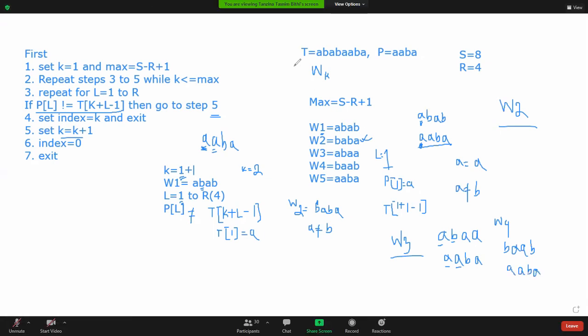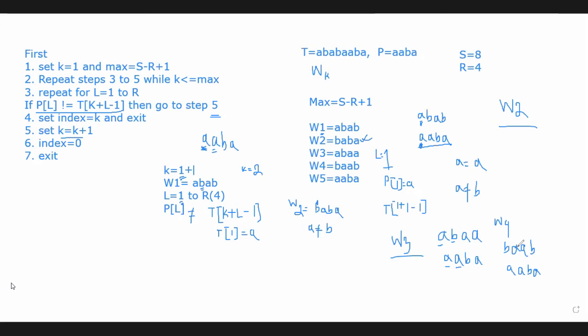So what will happen when we are testing the characters of the pattern with the characters of substring 4? How many comparisons do we have to make here? Only one comparison. In our first comparison, we can see that P of L not equals T of K plus L minus 1. The first two characters are not the same, right? Now after that, again step number 5. So what is the new value of K? W5, and W5 is AABA.